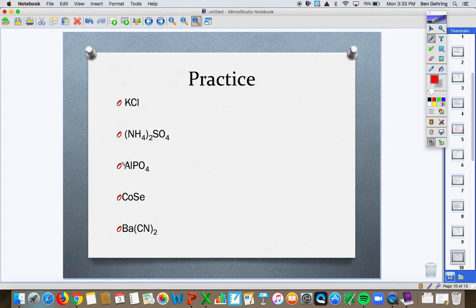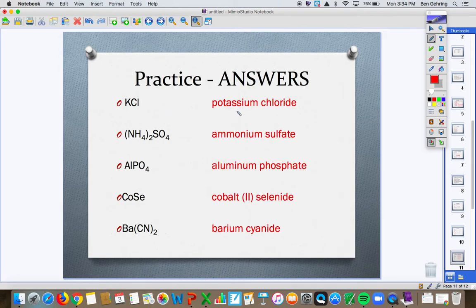Here are some practice ones for you to try. So again, name the cation and change the anion ending unless it is a polyatomic. So try your luck on these, and then I'll give you the answers here on the next slide. So you should have potassium chloride, ammonium sulfate, aluminum phosphate, cobalt-2 selenide, because cobalt is a transition metal, and then barium cyanide should be our last one. If you struggled with this, don't worry, we will have plenty of more opportunities to practice, but please get these down as examples so you can reference them in the future.